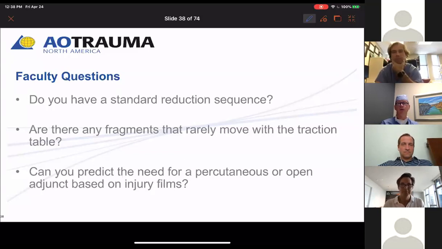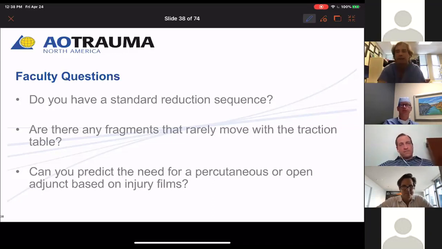Yeah. You get some pretty good clamping or collinear clamping or something in there. So at the end of the day, you didn't have to fillet the whole femur. It looks like you kind of did it like you normally would, but you kind of worked through that window you were going to put your recon screws in. Yeah, that makes sense. So guys, are there any fragments that rarely move with the traction table or with traction in general? What do you think?